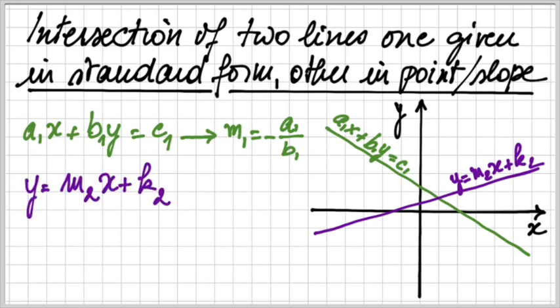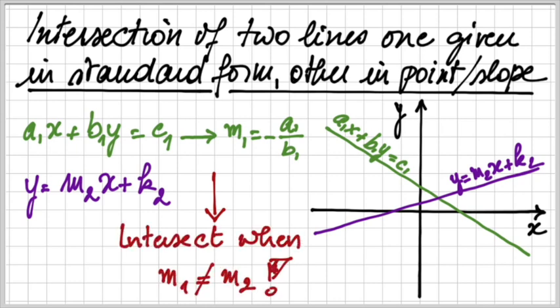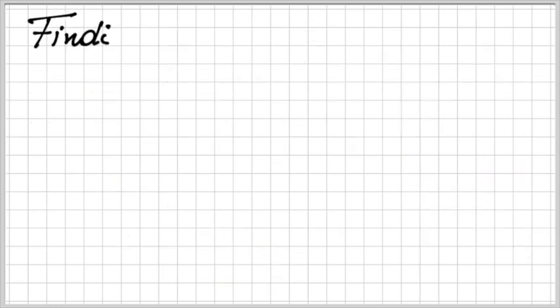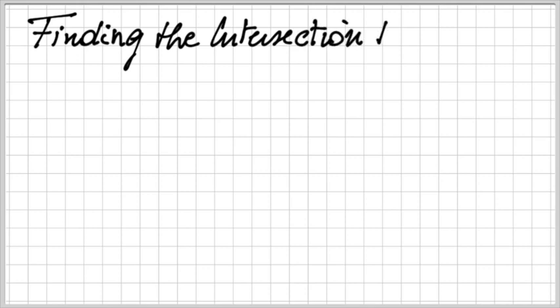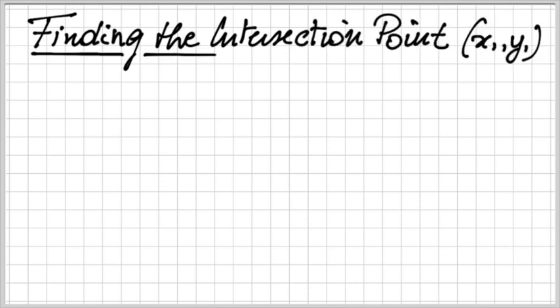y is m2x plus k2. This is the second expression. We already know here that the slope is m2, and when we have different slopes, then we know that there will be an intersection point. So we know that m1 is not equal to m2. Now we have to find the intersection point, and we are going to do that using the same example.